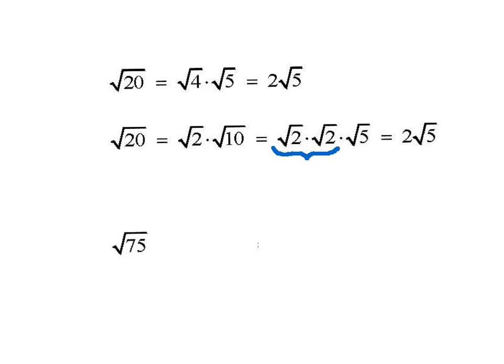Let's simplify the square root of 75. Again, it will be quicker if we can find a perfect square that goes into 75, so let's think about that. 1, 4, 9, 16, 25. Aha, 25. So let's break this down into the square root of 25 times the square root of 3. And then the square root of 25 can be written as 5, and we've succeeded.